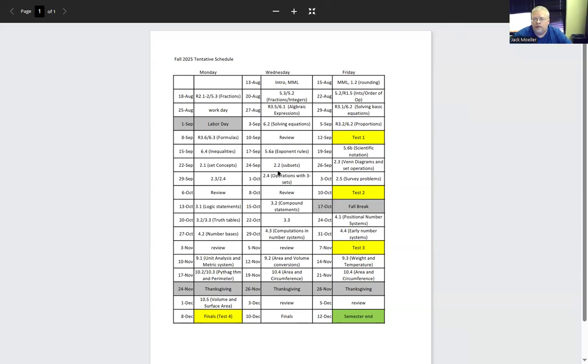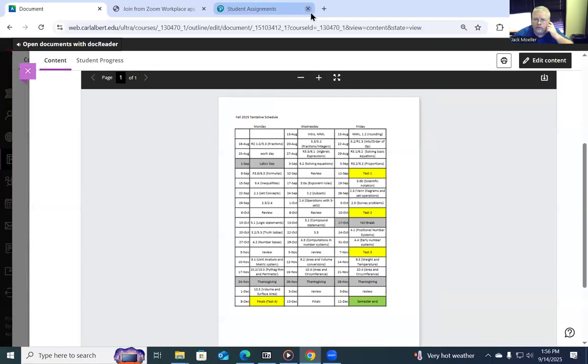Again, when you look at that weekly schedule, that's for my Monday, Wednesday, Friday. That's what we're covering in class. So that will also give you a heads up on what you need to be doing each week when you're doing it on your own, in addition to the due dates that are posted in MathLab.